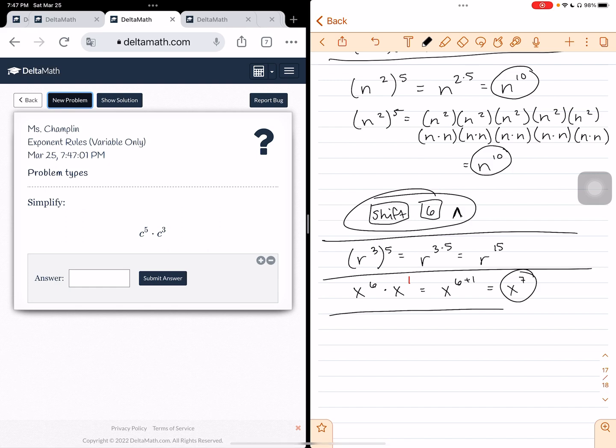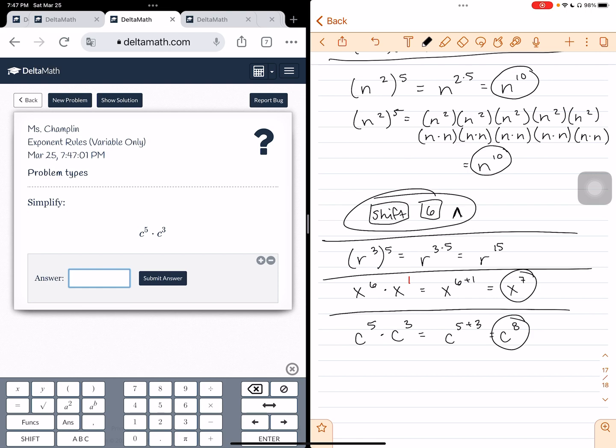I'll do this one real quick. c to the 5th times c to the 3rd. This one is not power rule. You see how this one also had 3 and 5, that's why I grabbed it. This one is product rule, because these two things are being multiplied, the bases, and we can add their exponents together. Because if you were to expand it, that's how many you would have, 8 c's being multiplied together.